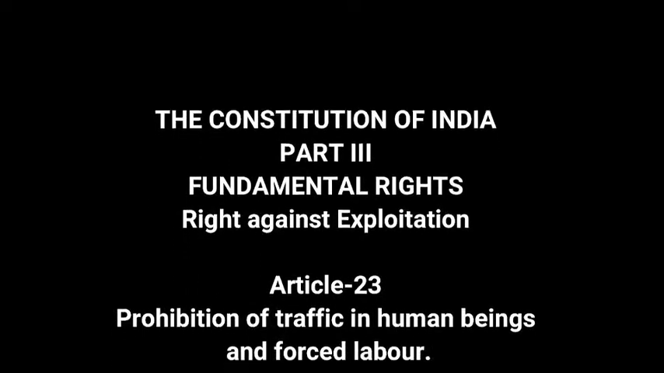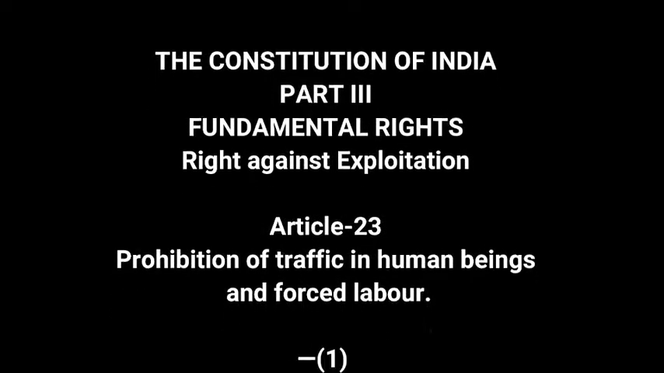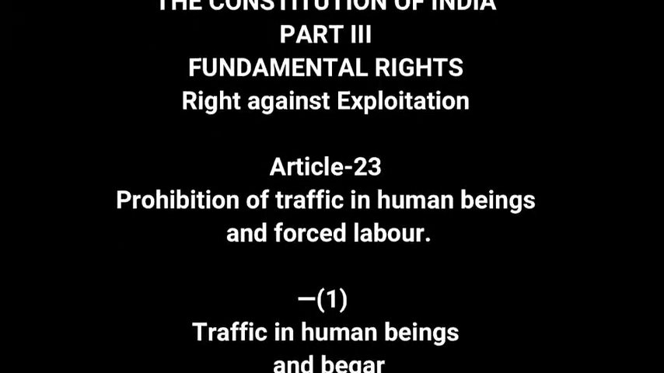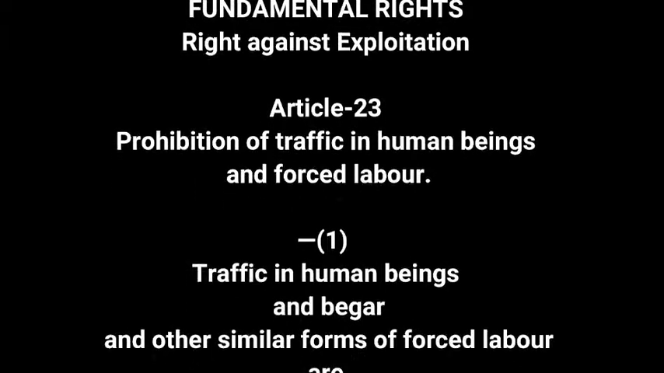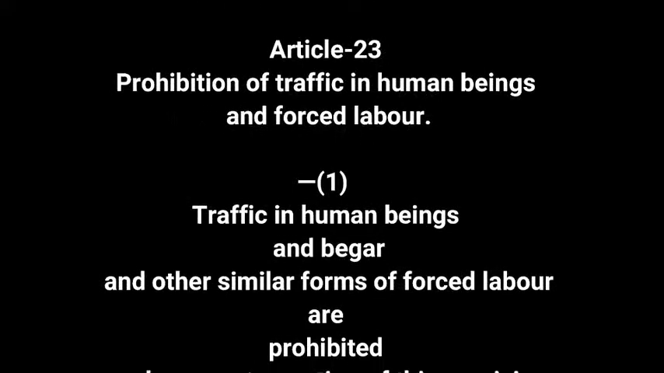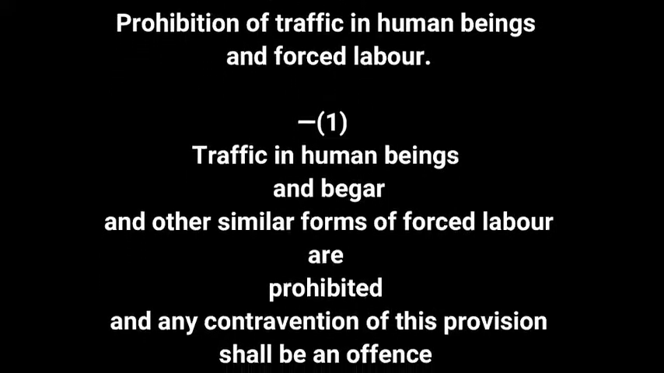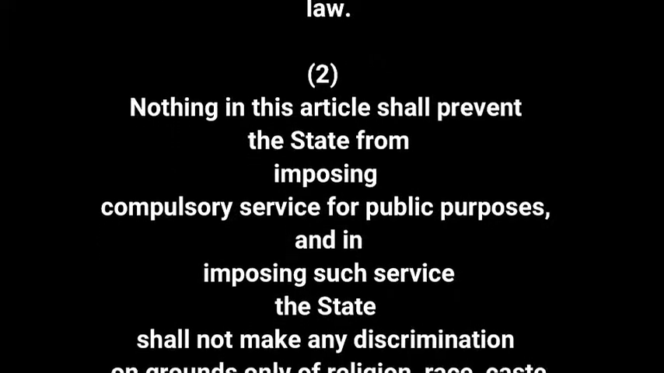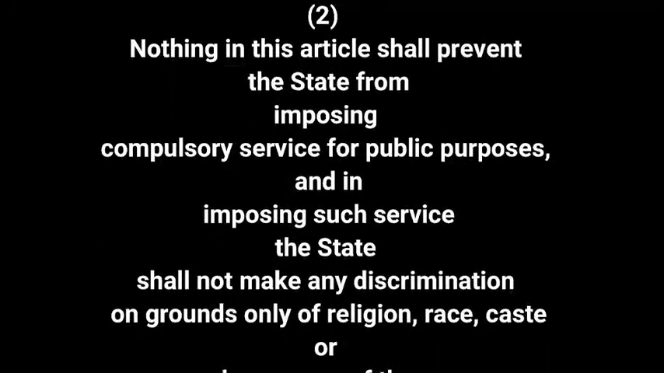The Constitution of India. Part 3. Fundamental Rights. Right against exploitation. Article 23. Prohibition of traffic in human beings and forced labor. 1. Traffic in human beings, and begar, and other similar forms of forced labor are prohibited, and any contravention of this provision shall be an offense punishable in accordance with law. 2. Nothing in this article shall prevent the state from imposing compulsory service for public purposes.